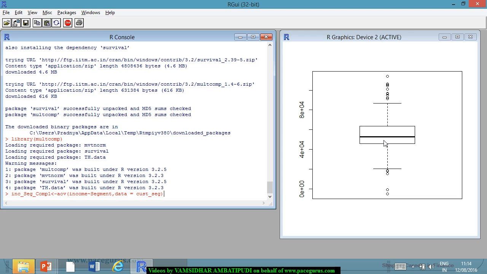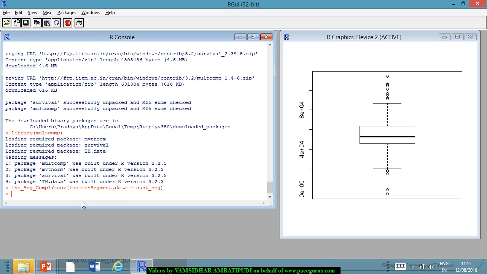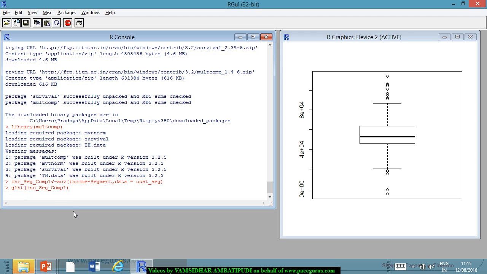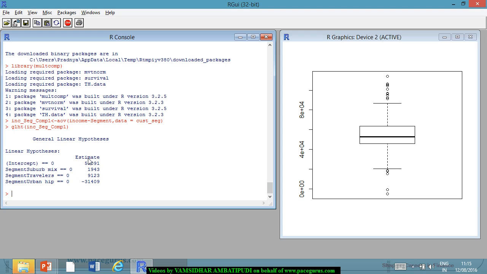Right. So let me take this inc_seg_comp1. This is where we have used the AOV function on top of it. So I want to use this as an input to my GLHT. I'll take a GLHT function which is doing the comparison of the confidence intervals across the groups. Of course, here there is an intercept part and only 3 groups are being considered. The 4th group is being considered as a part of the intercept.